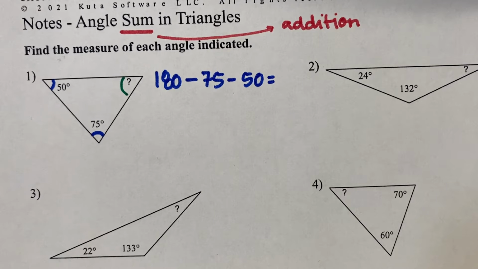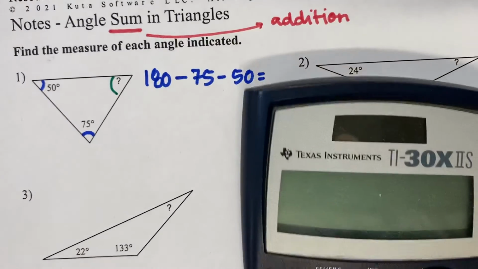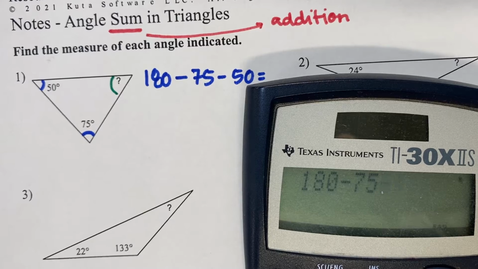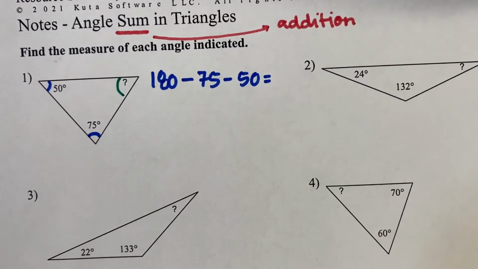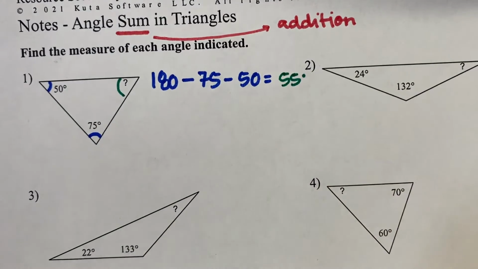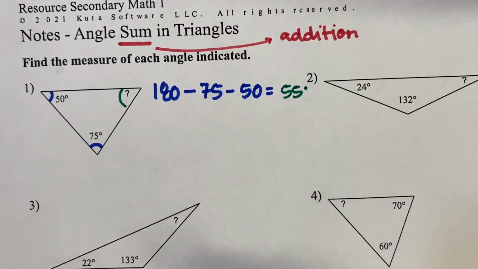If we do this in a calculator, let me just grab my calculator. We can do 180 minus 75 minus 50. And we know that that third angle is going to equal 55 degrees. So that's the first way, where we're kind of going backwards. We're using subtraction in order to find the answer.